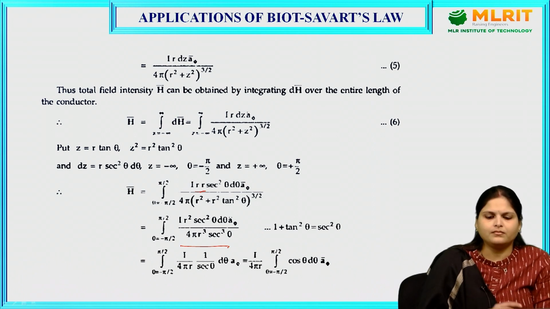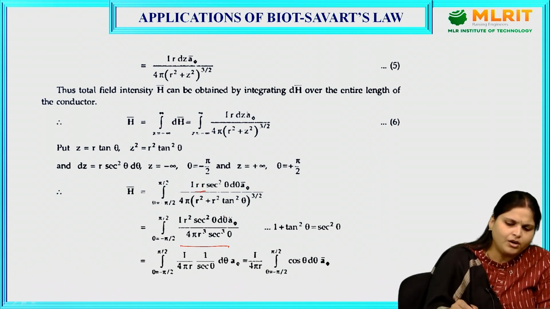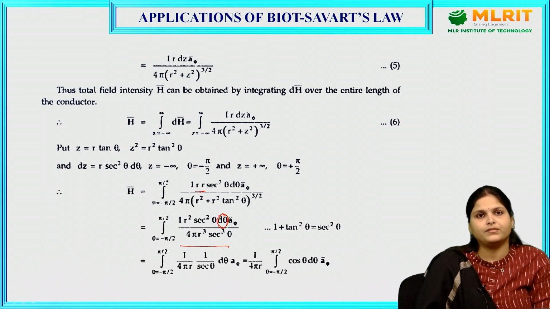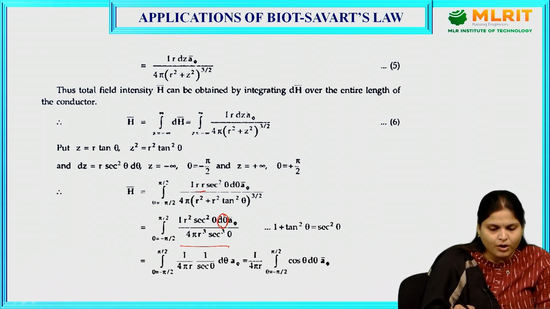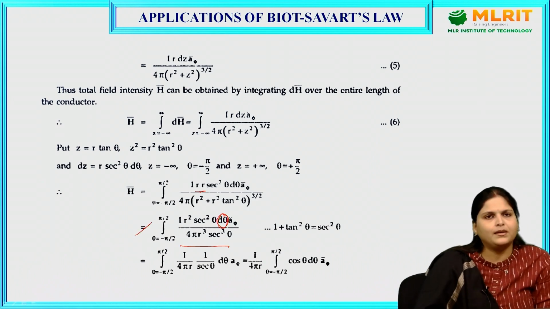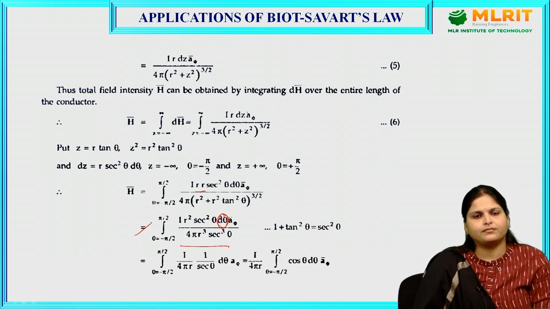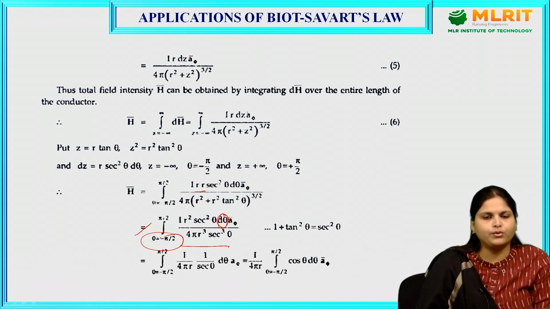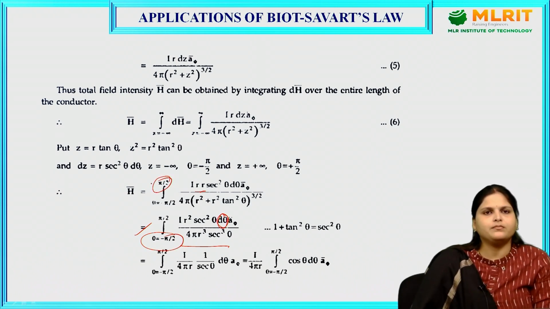Now, if you notice, here we have theta in place of z. So according to this, the limit will also change. So this minus infinity becomes minus pi by 2 and this becomes pi by 2.